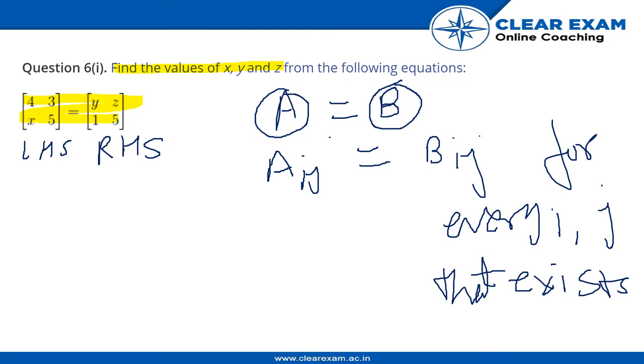I mean, if you have a 2 cross 2 matrix on the LHS and 3 cross 3 on the RHS, then those two matrices cannot be equal. So the first condition should be that both the matrices should have the same order, and the corresponding elements of both the matrices, that is Aij and Bij, should be equal to each other. So let's see.